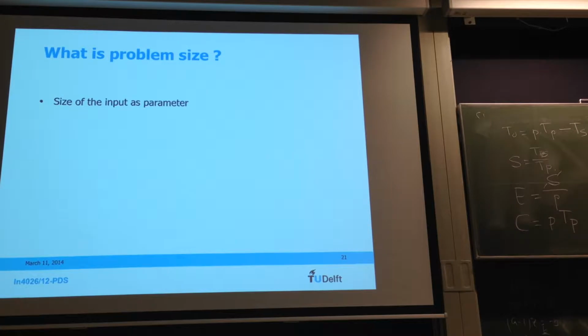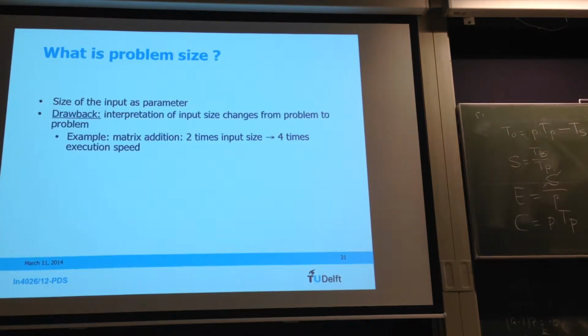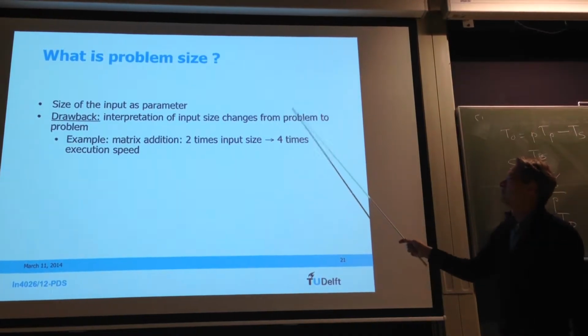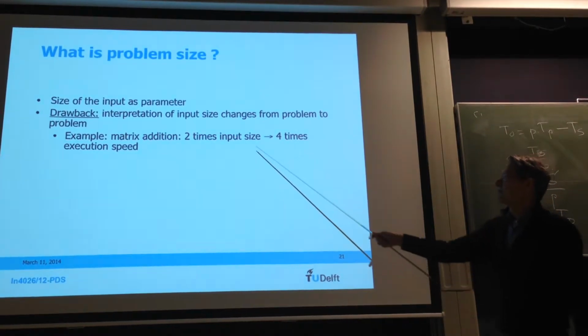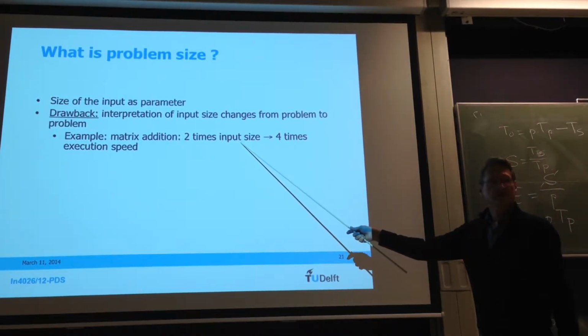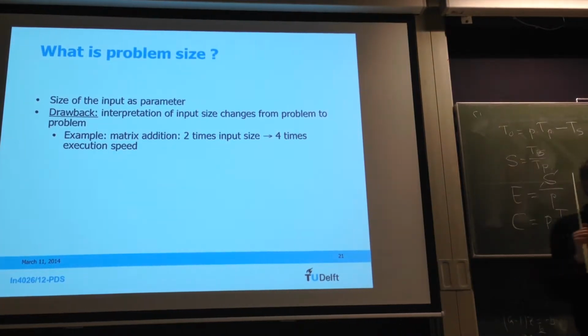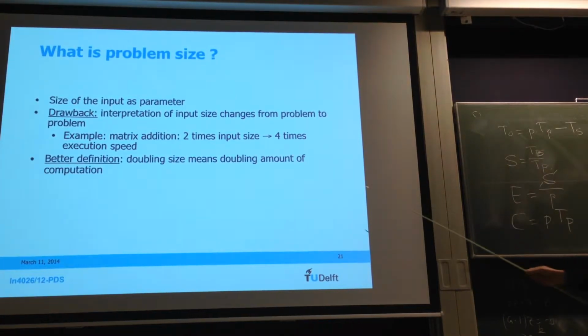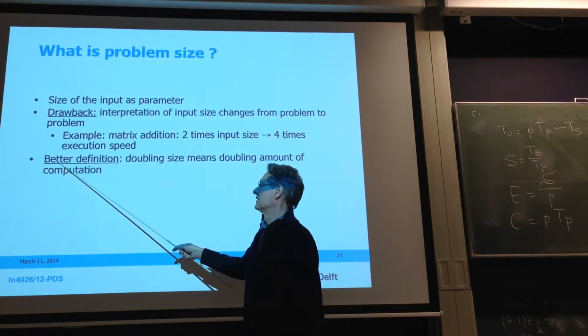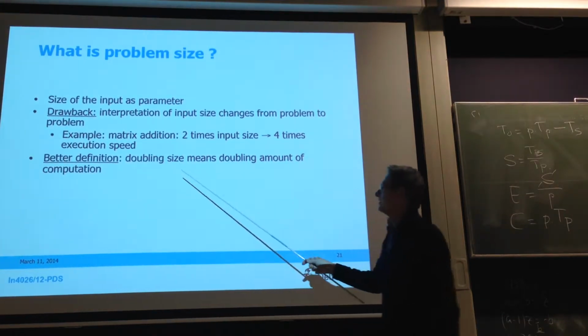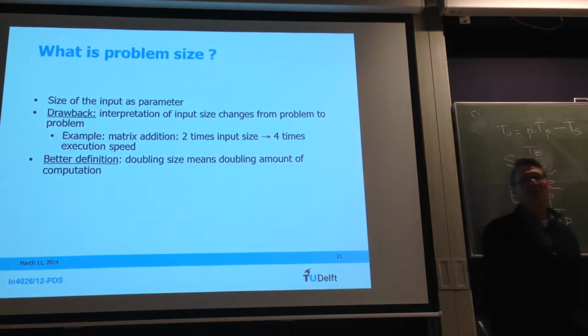Well, one choice would be the input of the problem as a parameter for the size, but that's not a very handy choice because the interpretation of input size changes from problem to problem. For instance, if we have matrix addition, then if we enlarge the input size by a factor of 2, we have 4 times the execution speed of the algorithm. In this case, a better definition would have been this bar should be here, because it's related to this example, that doubling the size means doubling the amount of computations.